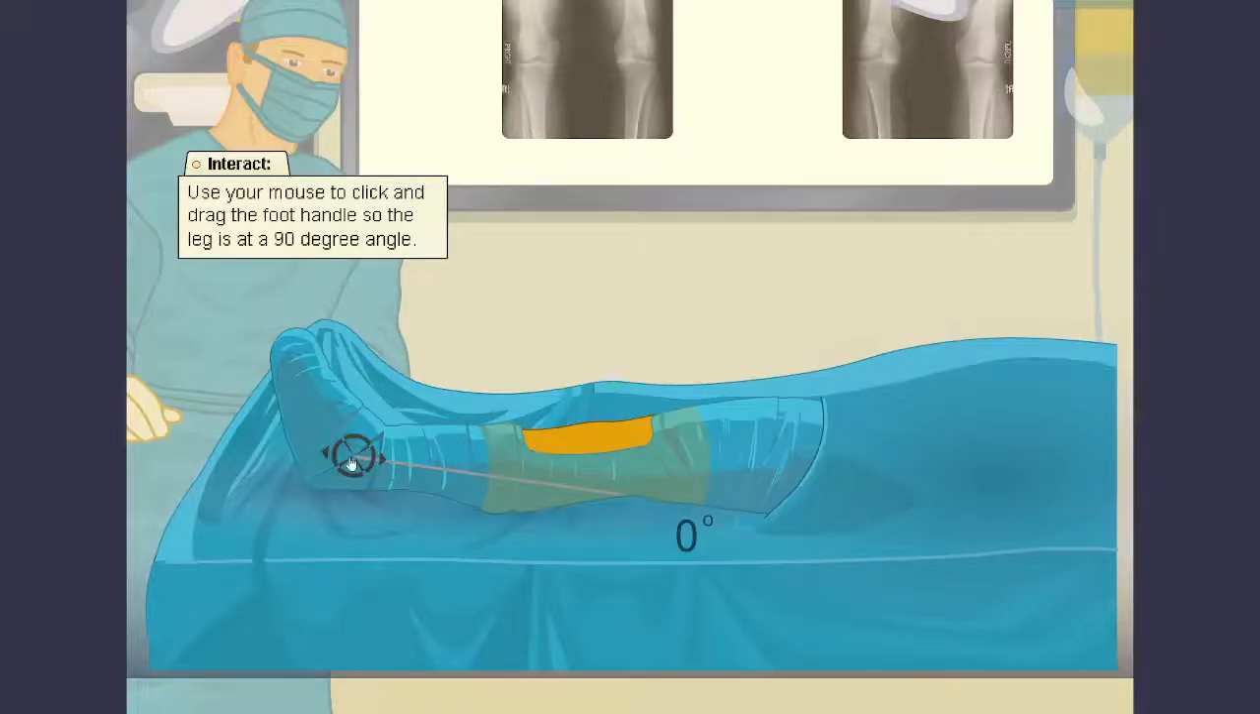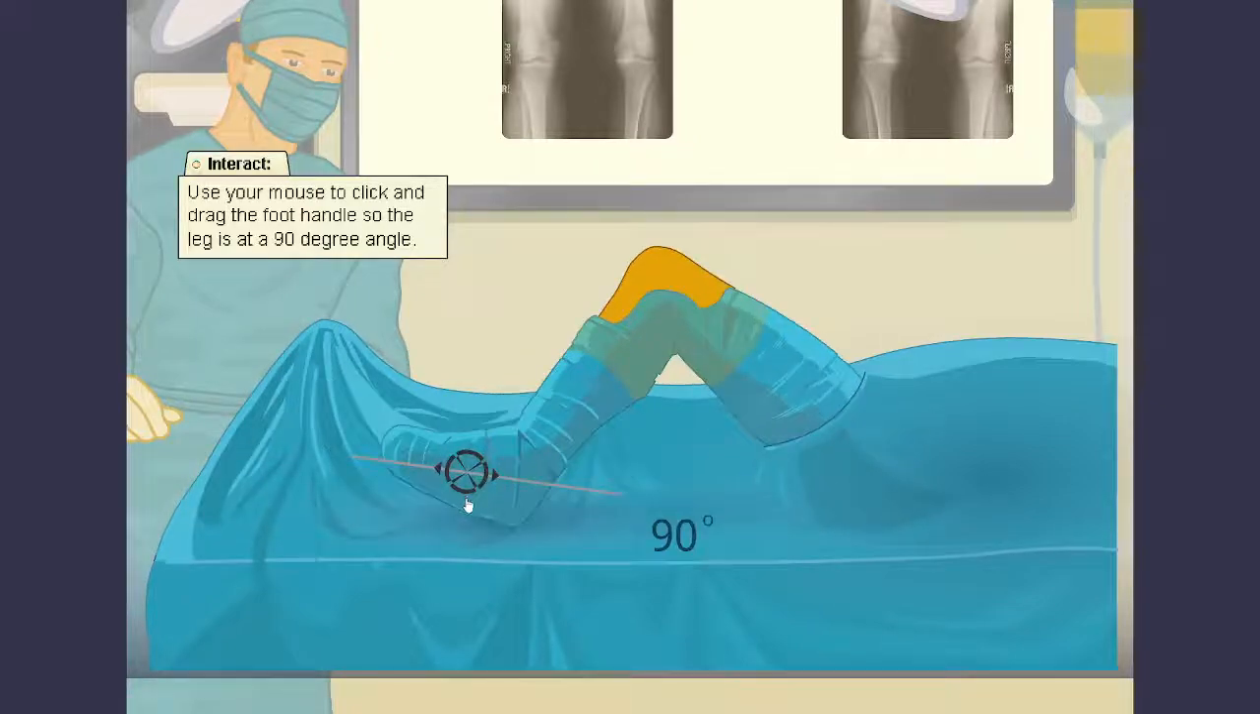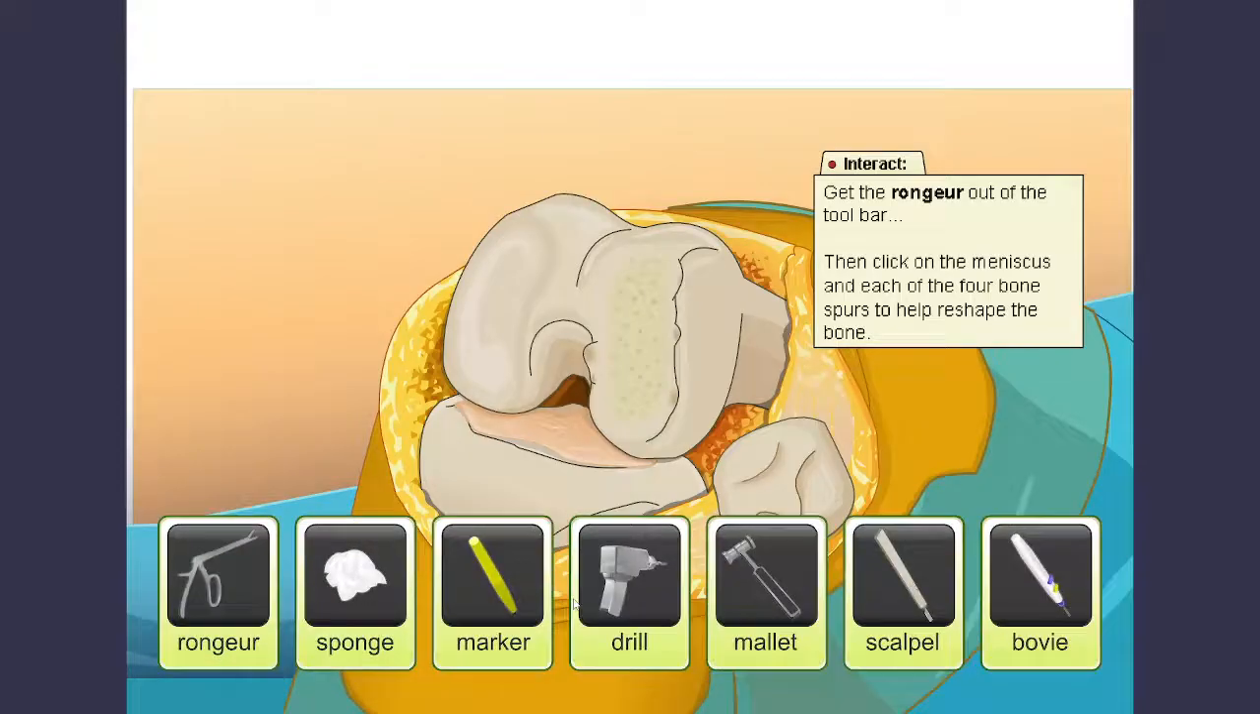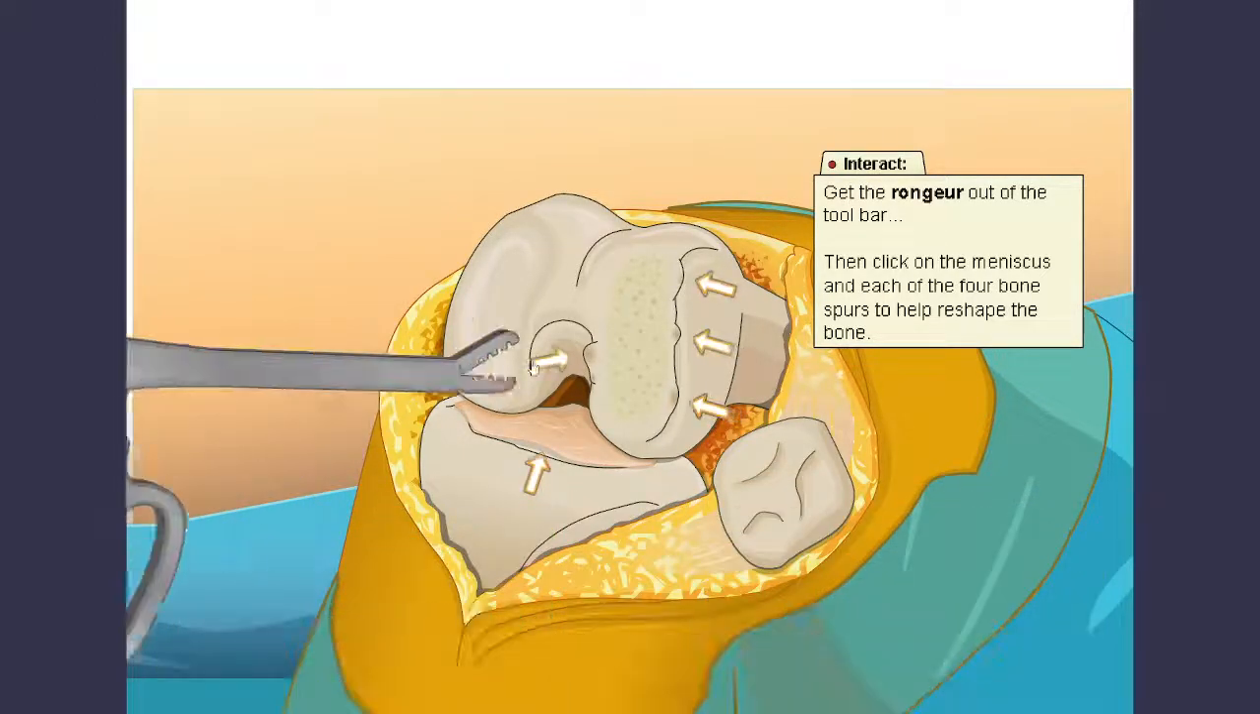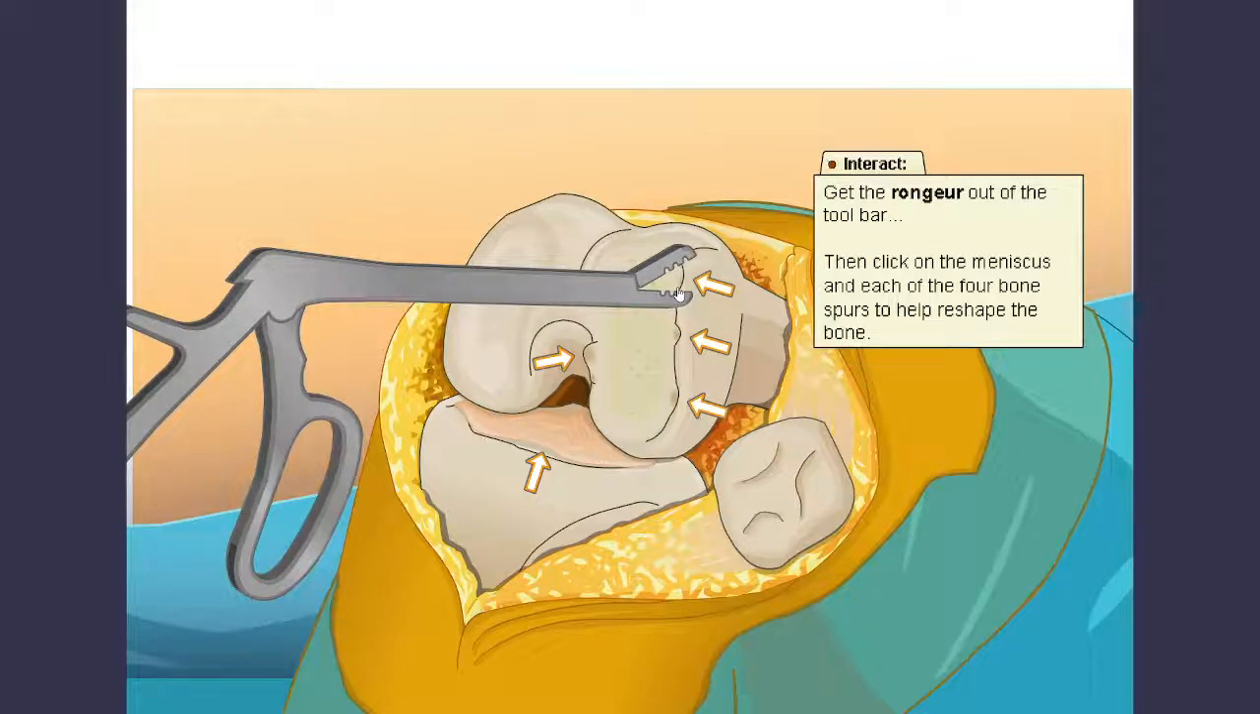To operate, we need the patient's knee elevated and bent so the bones are fully exposed. Now the leg is at the proper angle. Use the rongeur to remove the anterior cruciate ligament, or ACL, the meniscus, and any bone spurs that may be lurking about.